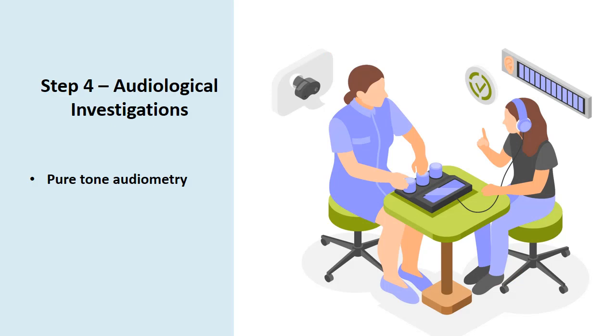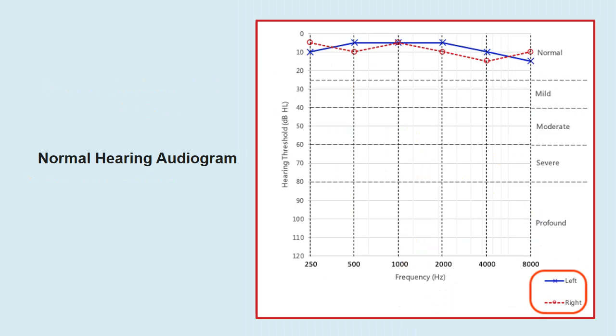Audiological investigations. Definitive diagnosis requires pure tone audiometry, which measures hearing thresholds across frequencies. A pure tone audiogram is a graphical representation of a person's hearing thresholds across different frequencies. The X-axis shows frequencies in hertz, typically 250 to 8000 hertz. The Y-axis shows hearing level in decibels. The lower the values, the better the hearing.